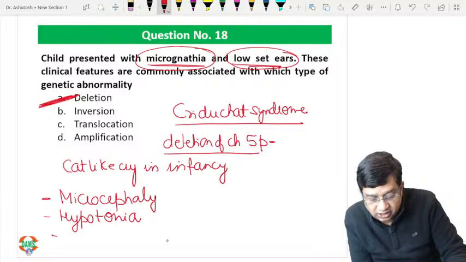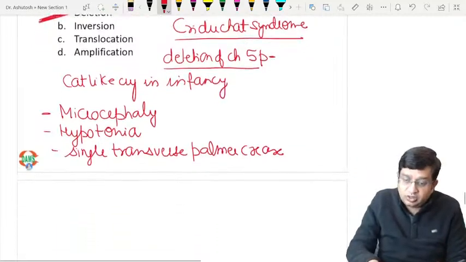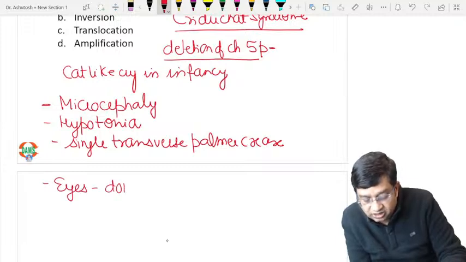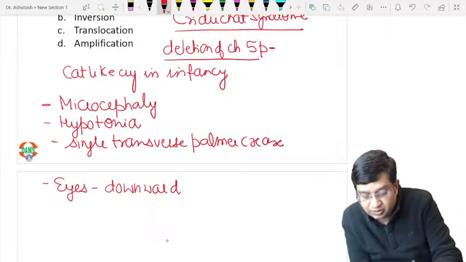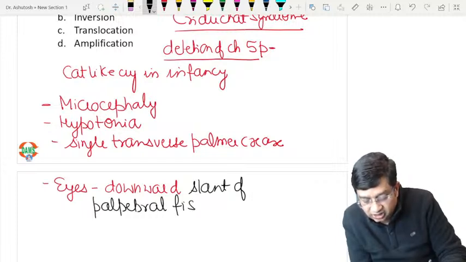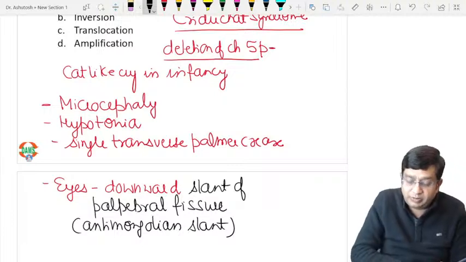set ears, which already came up, and here also you find a single transverse palmar crease. The same single transverse palmar crease which you get in Down syndrome is also seen here. The only difference is in the eyes. There is a downward slant of the palpebral fissure. This downward slant of the palpebral fissure is called the anti-Mongolian slant.